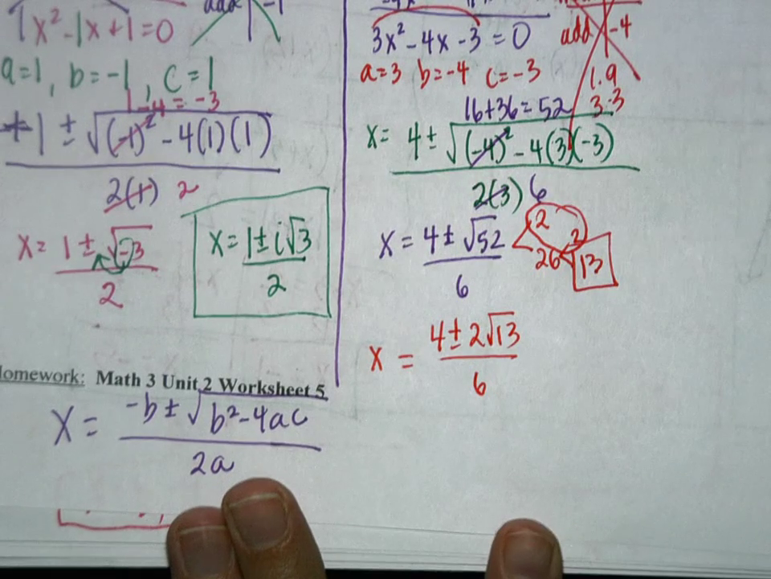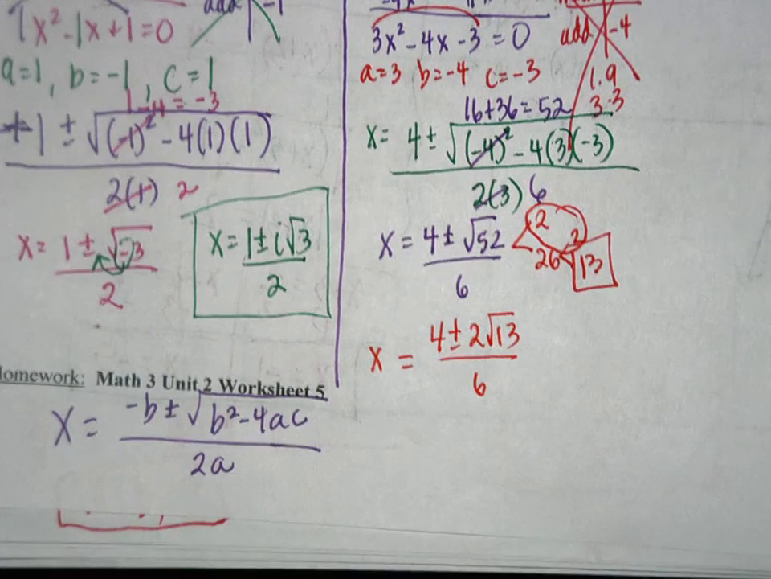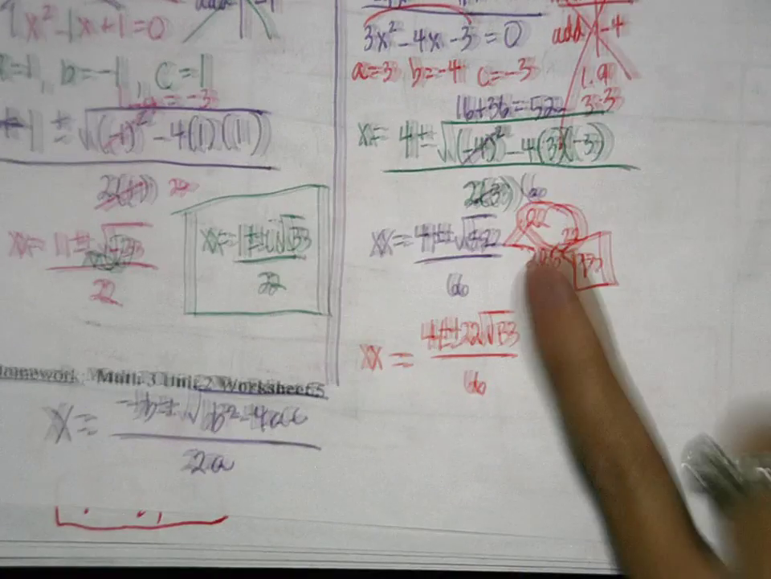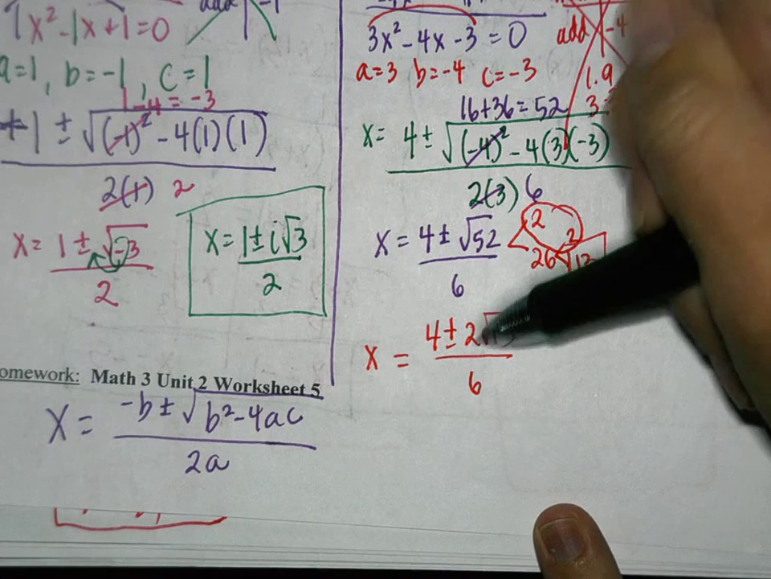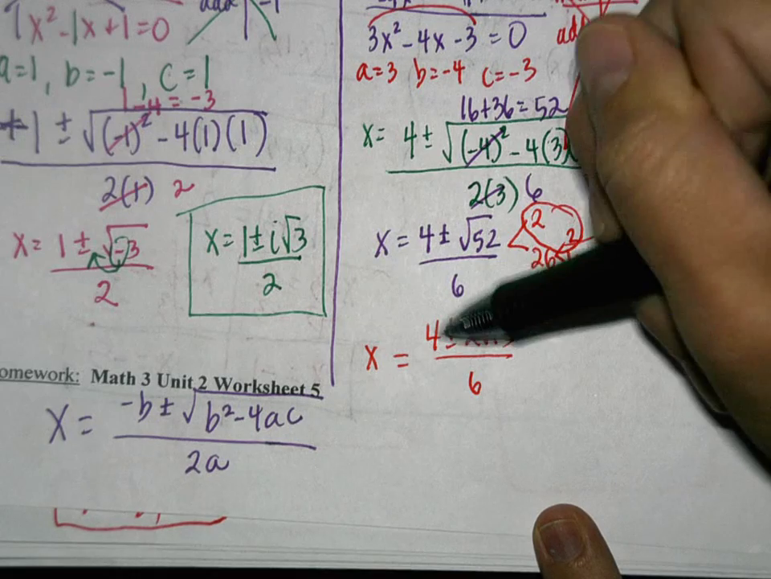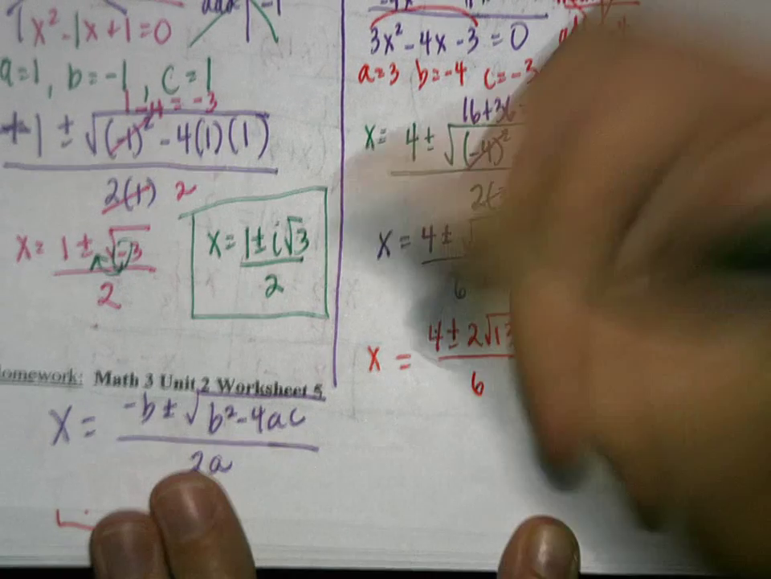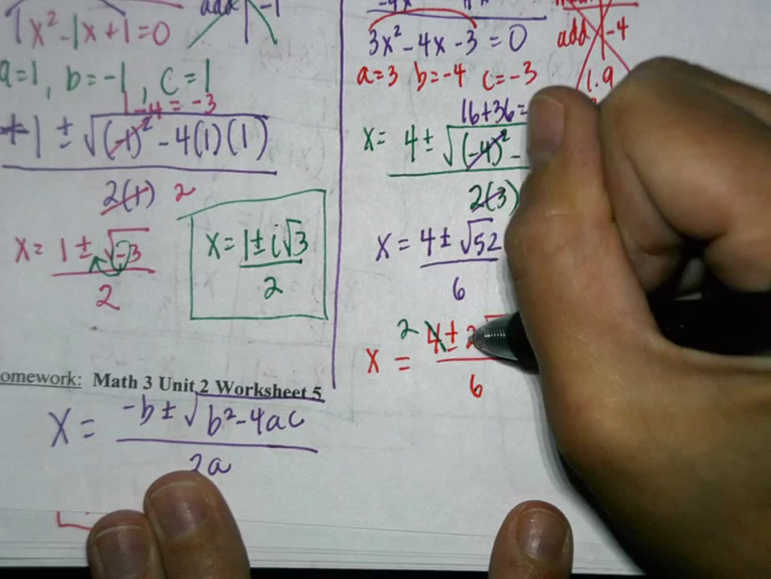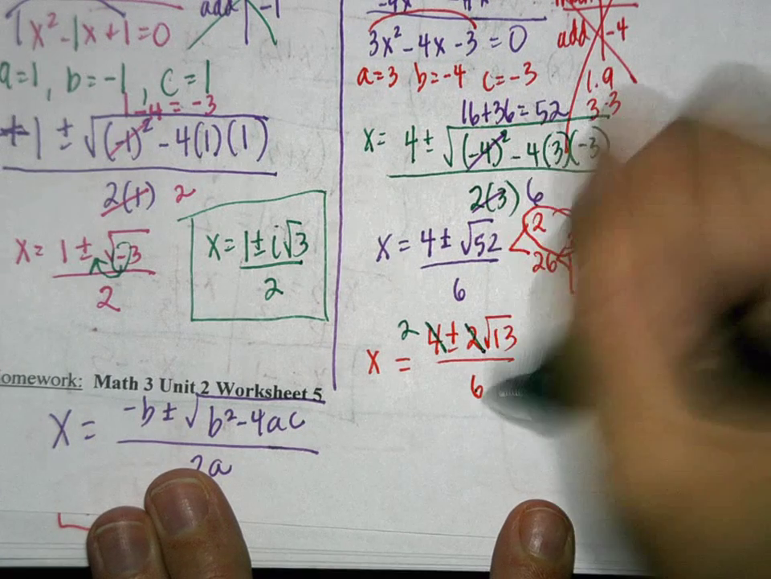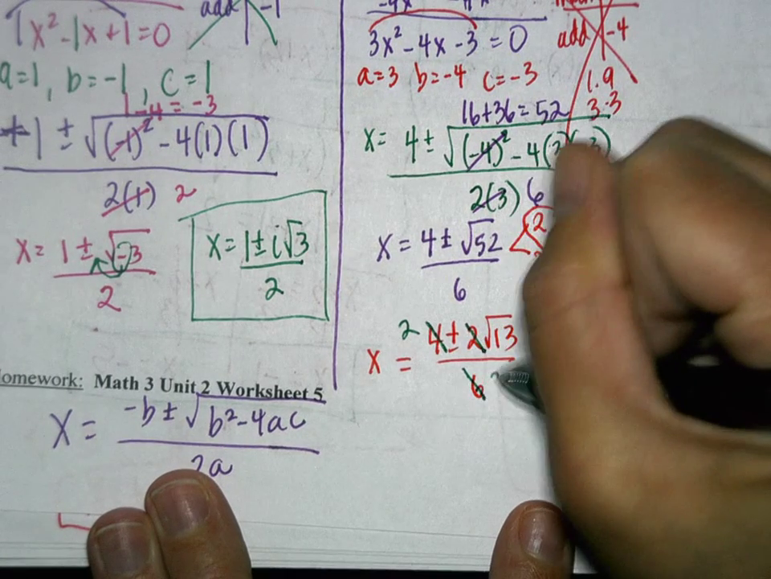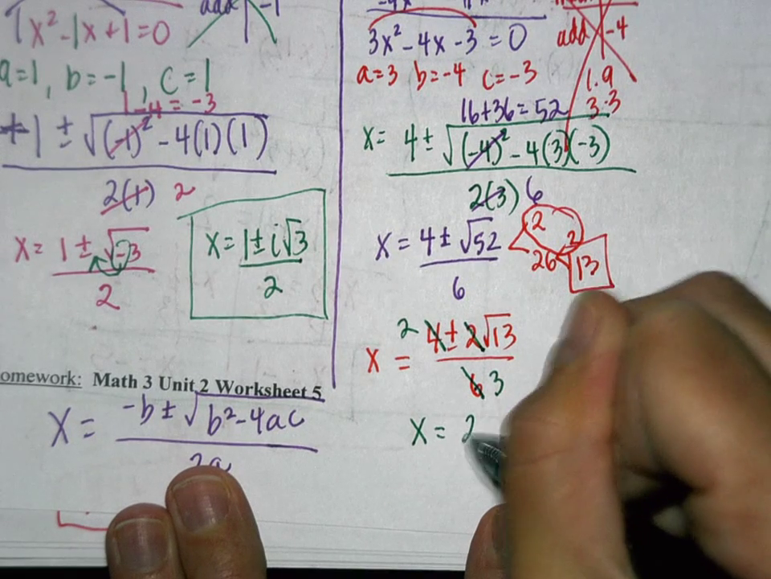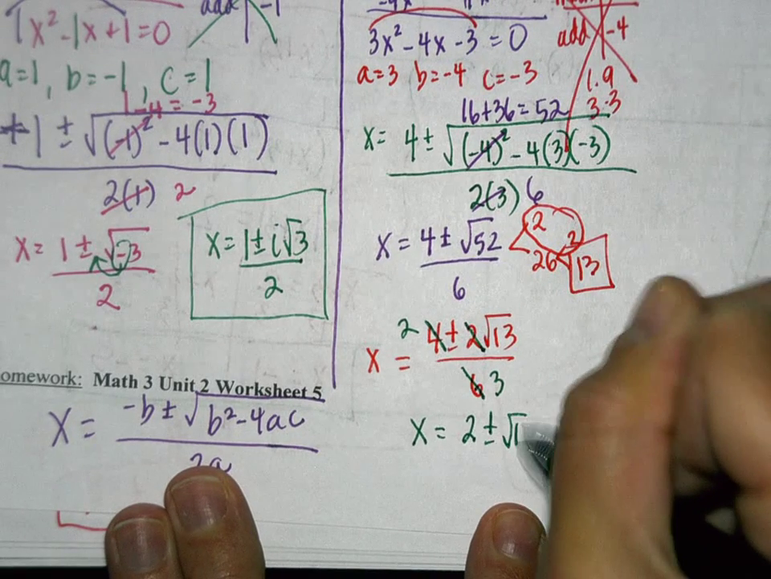Can I reduce that? Yes. What can I reduce by? 2. And remember that 2 has to go into the number in front of the root and the bottom number. So all of them can divide by 2. So 4 divided by 2 is 2. 2 divided by 2 is 1, or you can just cancel that out. And 6 divided by 2 is 3. And so my final answer is that x equals 2 plus or minus root 13 all over 3.